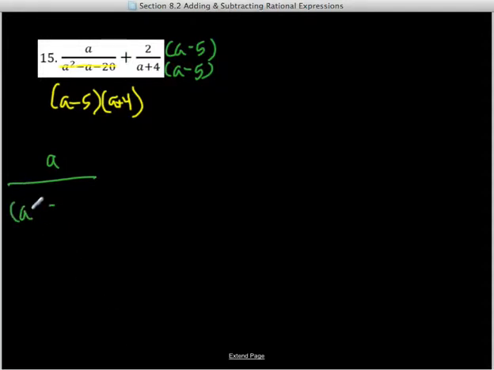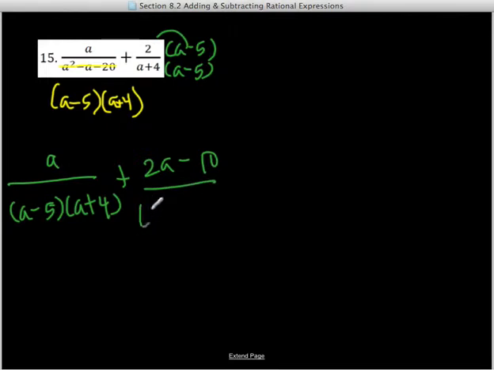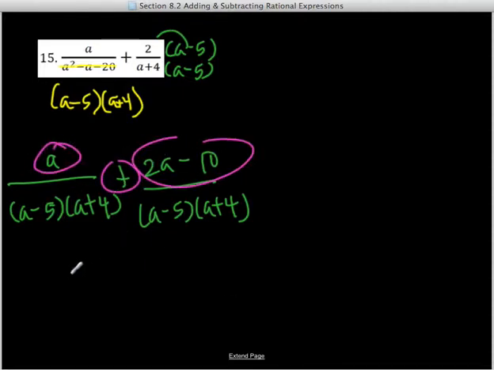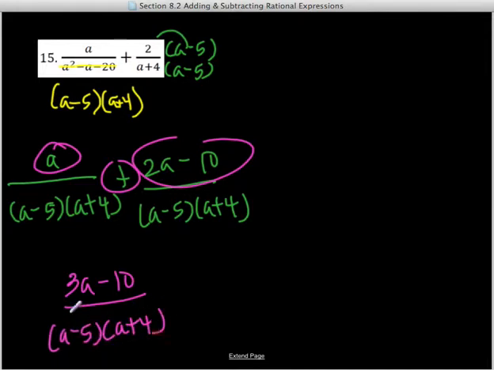So I would have a over a minus 5, a plus 4, plus 2a minus 5 times 2, which will give me 10, minus 10, all over a minus 5, a plus 4. Now I'm going to go ahead and combine my numerators. So a plus 2a will give you 3a, plus a negative 10, so minus 10, all over, and you can write it as a minus 5, a plus 4. This is a good answer.